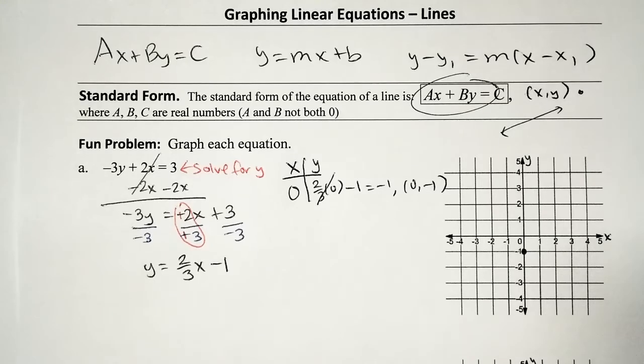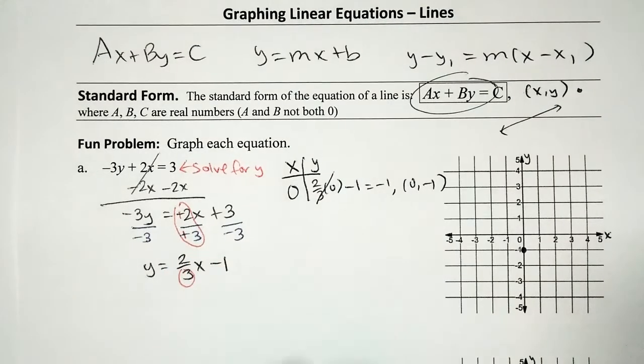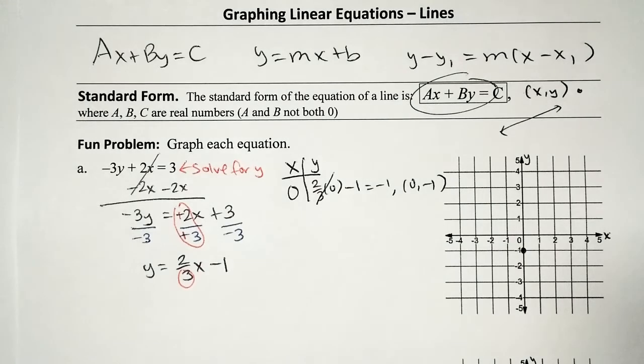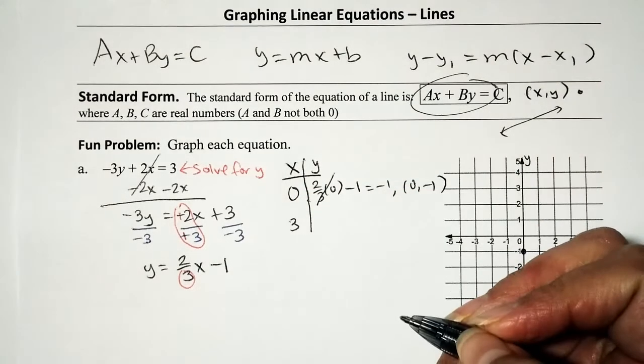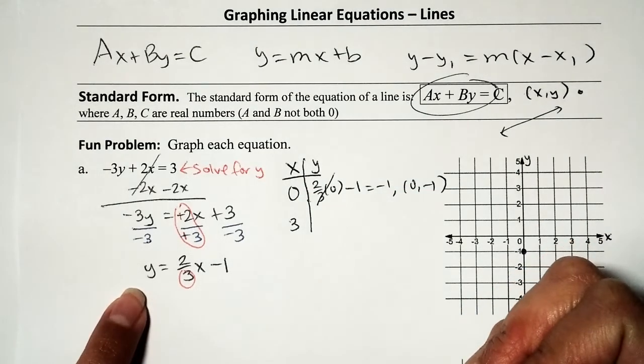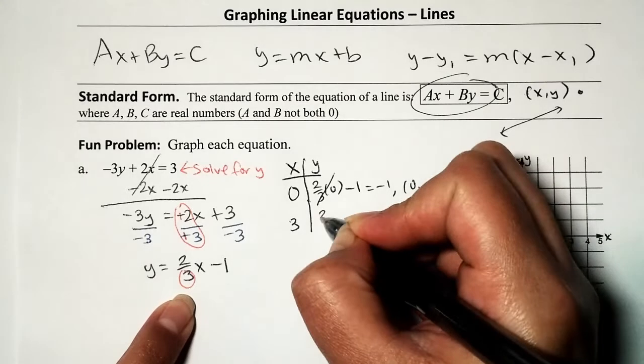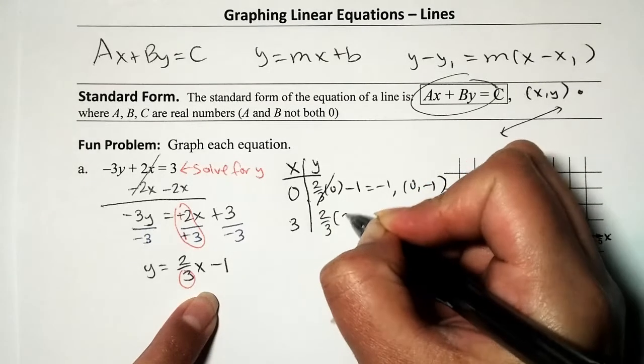So the recommendation is that you pick multiples of 3, like 3, 6, 9, and its opposites, negative 3, negative 6, negative 9. So let's go ahead, pick 3. If x is 3, I want to know what is the value of y. So we have y equals 2/3 times whatever x you chose, less 1.